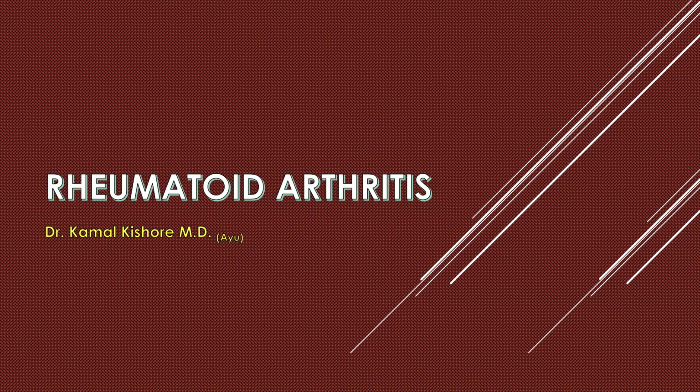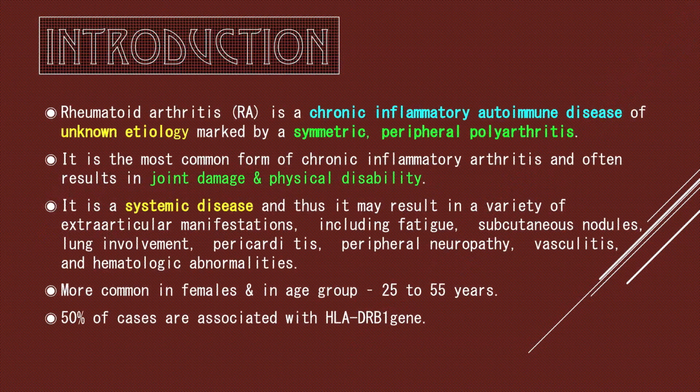Today we are going to study rheumatoid arthritis. Arthritis is the disease of the joints, or inflammation of the joints. So rheumatoid arthritis is a special type of arthritis. Rheumatoid arthritis is a chronic inflammatory autoimmune disease. So it is an autoimmune disease which is chronic, which is long term, and which has inflammation in it.